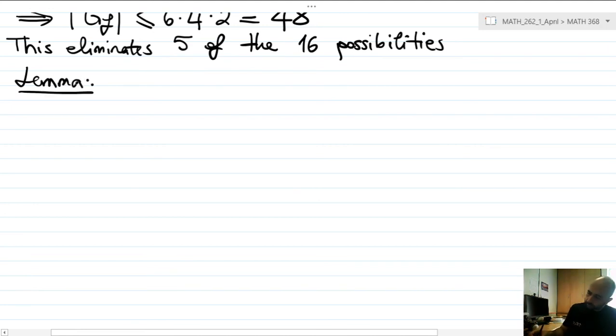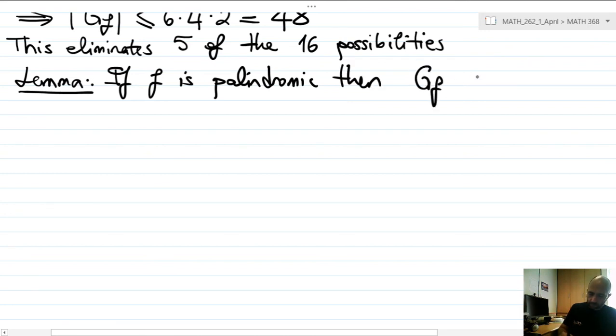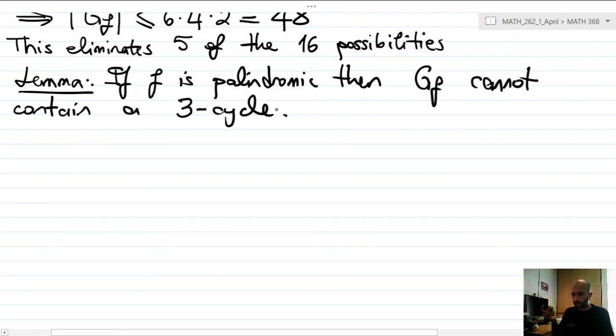So here's a small lemma again, saying that if f is palindromic, then G sub f cannot contain a 3 cycle. So 3 cycle, that means taking A to B, B to C, and C back to A, and doesn't move any other elements. So this is not allowed. So let's see why. Let's argue by contradiction. Suppose it does.